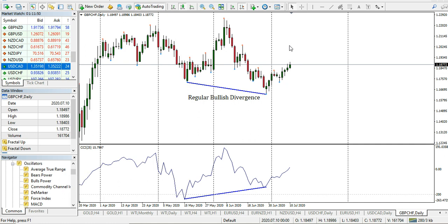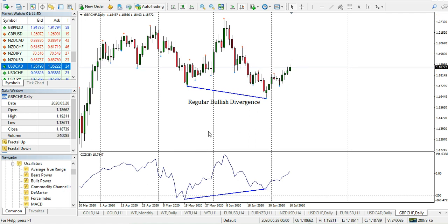Now, what is divergence? When we speak about divergence in the context of investing, forex or stock market trading, we are looking at where price and an oscillator compare. That oscillator may be the stochastic oscillator, it may be the RSI, it may be what I'm using here, the commodity channel index, CCI. What we're looking for is when price is going one way and momentum is going in the other direction.